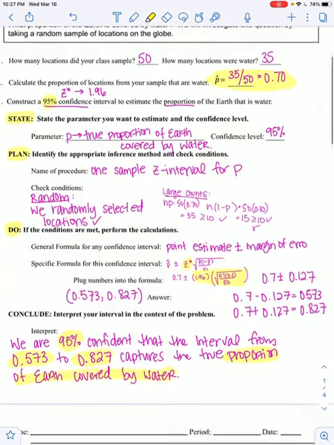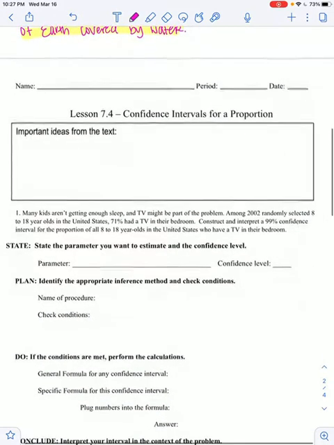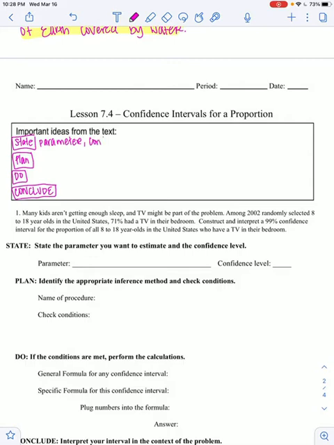Okay, so the important ideas from this section included our 4-step process. Our 4-step process was state, plan, do, and conclude. What we state is our parameter and our confidence level. In our plan, we name our procedure and we state our conditions. Our conditions being random and large counts.